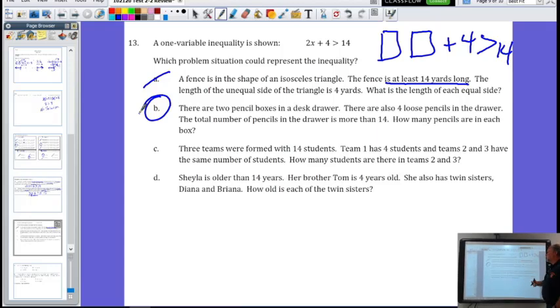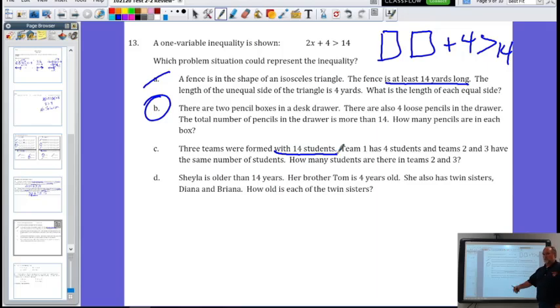C says 3 teams were formed with 14 students. Right? Team 1 has 4 students. Teams 2 and 3 have the same number of students. How many students are there in teams 2 and 3? Well, if it says 3 teams were formed with 14 students, that's not an inequality, that's an equation.